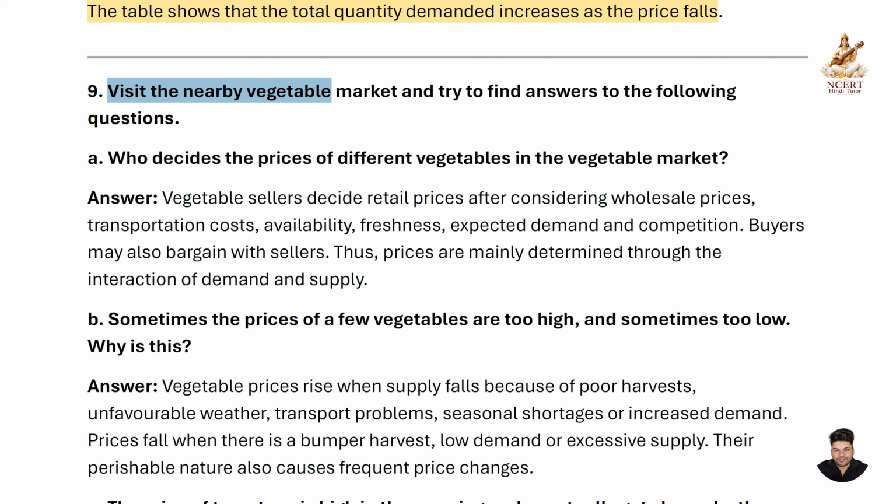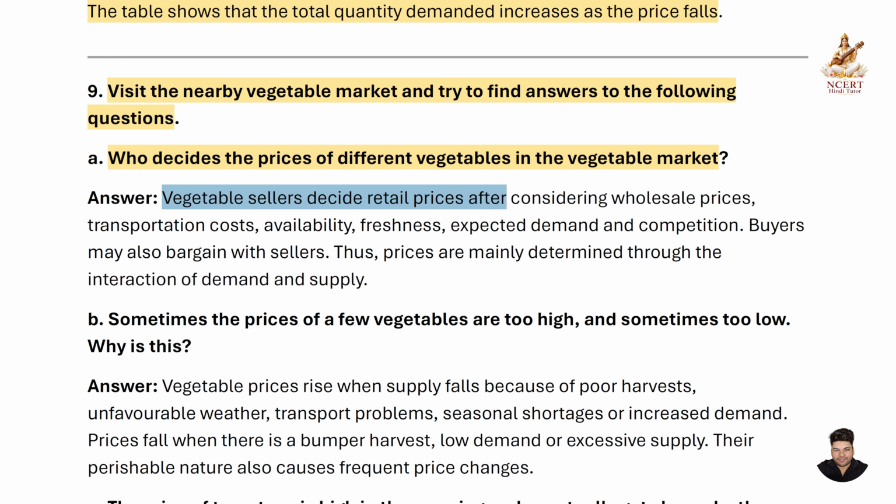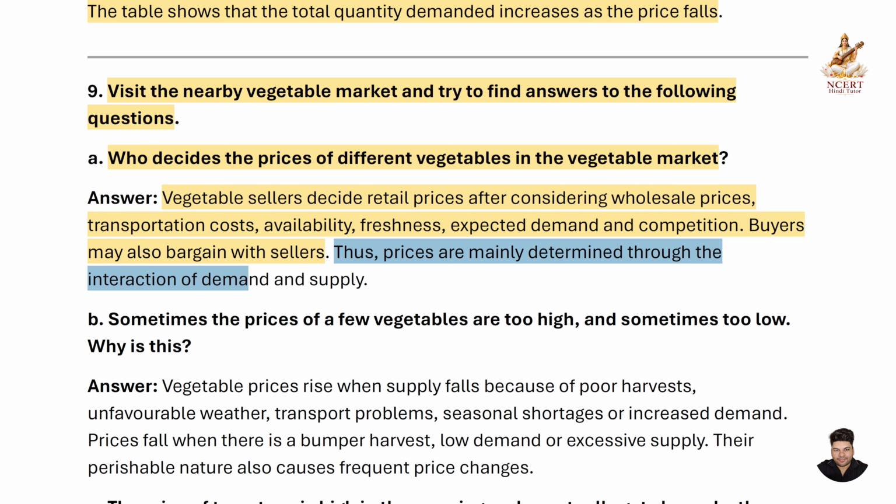Question 9. Visit the nearby vegetable market and try to find answers to the following questions. A. Who decides the prices of different vegetables in the vegetable market? Answer. Vegetable sellers decide retail prices after considering wholesale prices, transportation cost, availability, freshness, expected demand and competition. Buyers may also bargain with sellers. Thus, prices are mainly determined through the interaction of demand and supply.